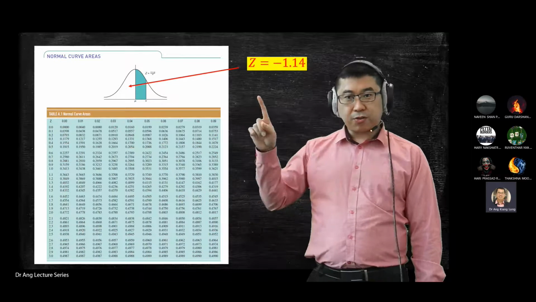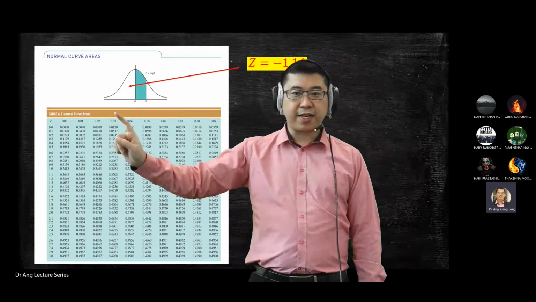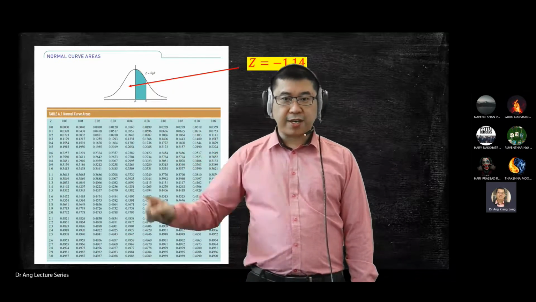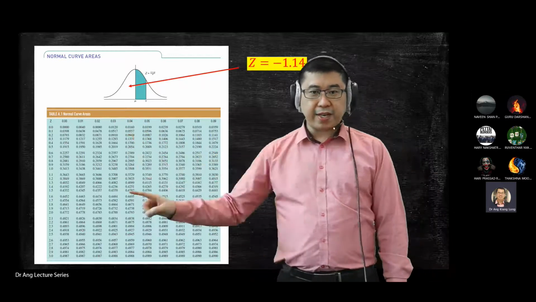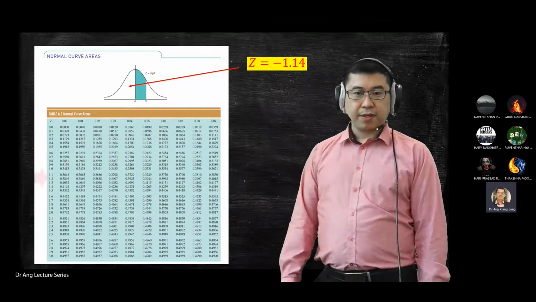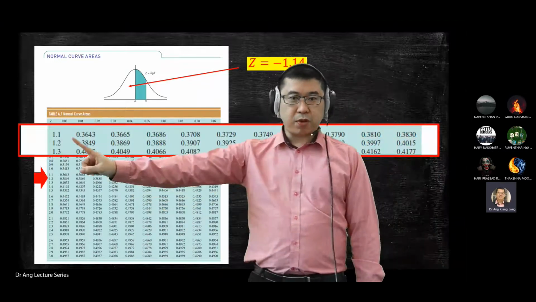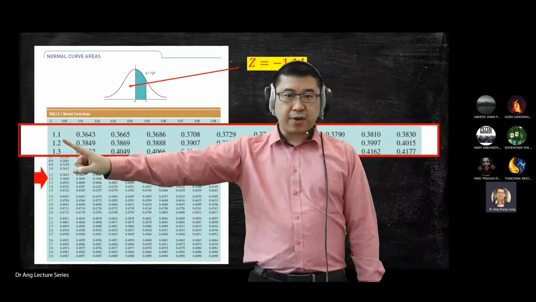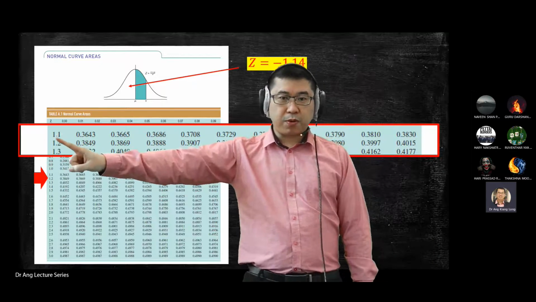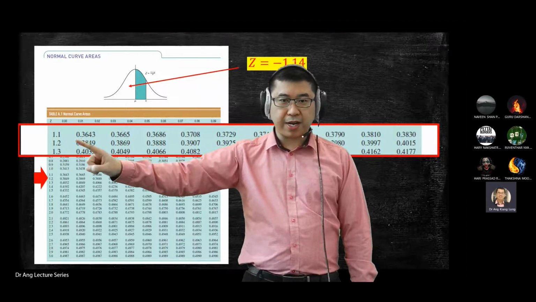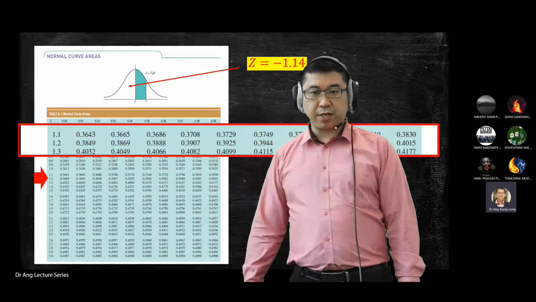Okay, so again, just to remind, negative means the other side already. Negative means your line, this line, is on the negative side already. And the area that you read from this graph is from 0 to the negative value. So it's somewhere within 1.1 and 1.2, because your value is 1.14, right? So you need to find your unknown value here, your p value, between these two values. So you need to use the interpolation method.